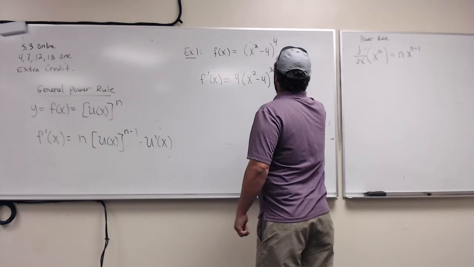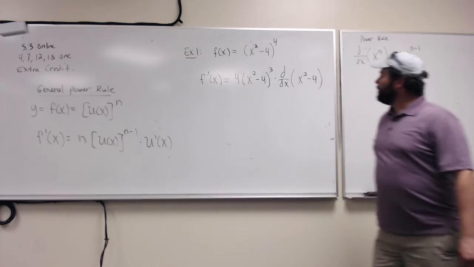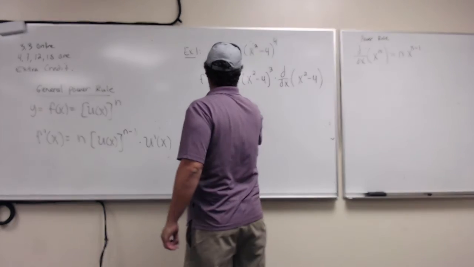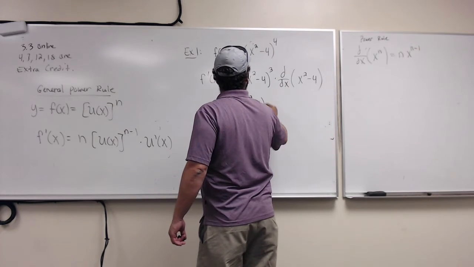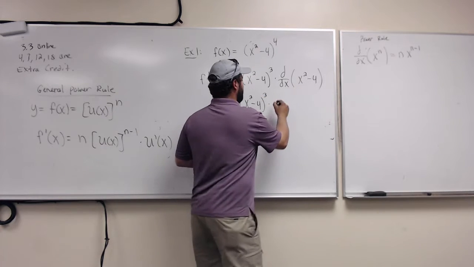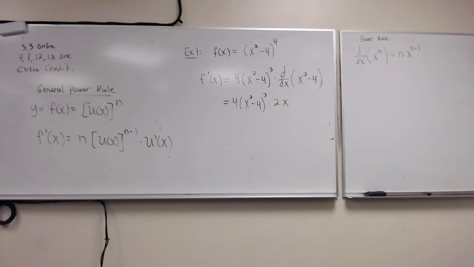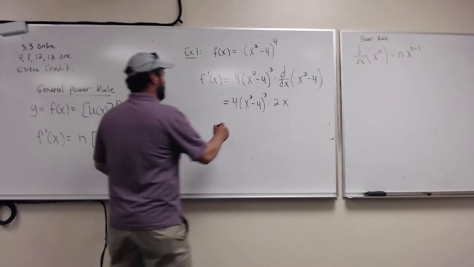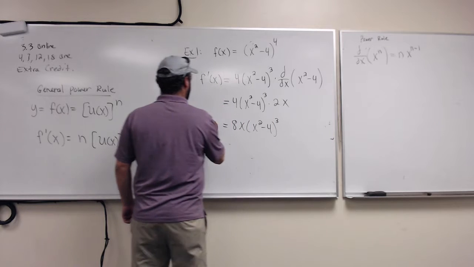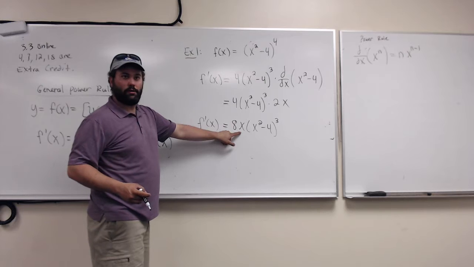And I'm going to be careful. I'm going to write the derivative notation. So I also have to multiply it by the derivative of the function inside the parentheses. So this will be 4 times x squared minus 4 cubed times, and then what's the derivative of x squared minus 4? That'll just be 2x. And then, of course, you can simplify a little bit. I can instead write this as 8x times x squared minus 4 to the 3rd power. So I just did the 2x times 4 and put it out front.